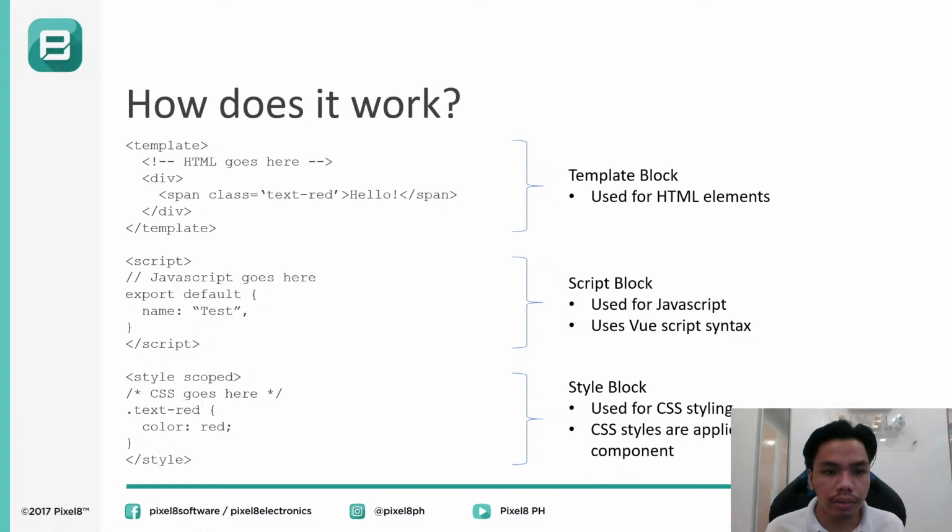For the template block, that is where we will add the HTML elements of our component. For the script block, we will use that block for JavaScript code. Also, the script block uses the Vue script syntax in order to implement its own functionalities. And then the style block is used for CSS styling. Also, CSS styles are applied only to this specific component.